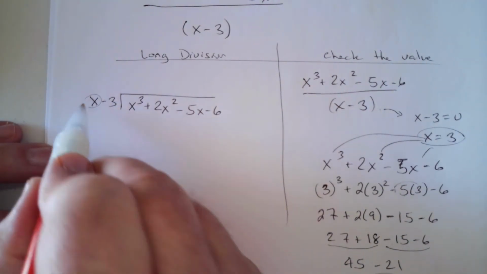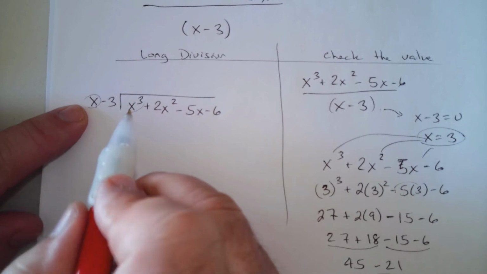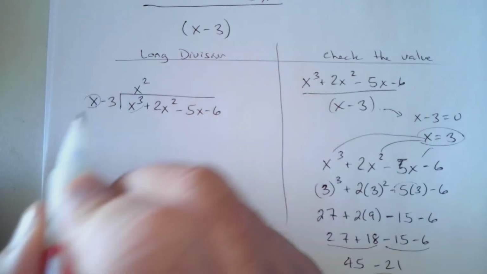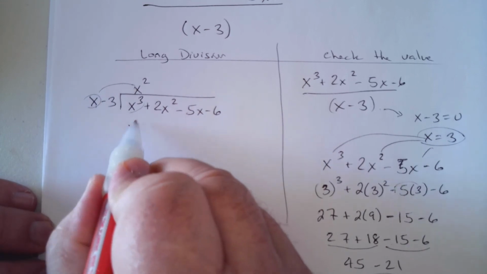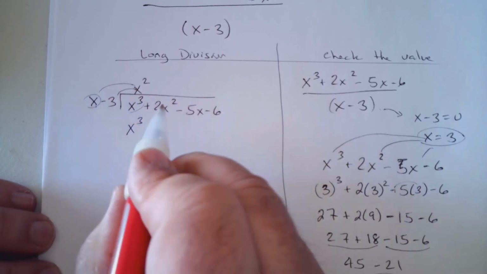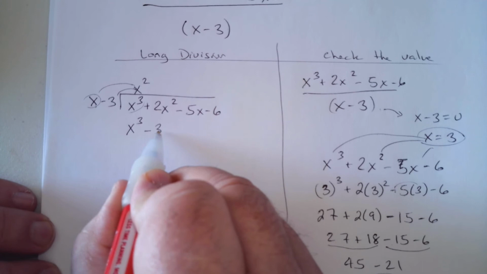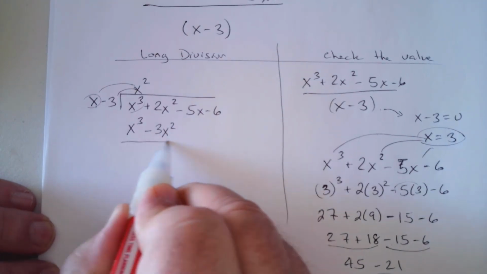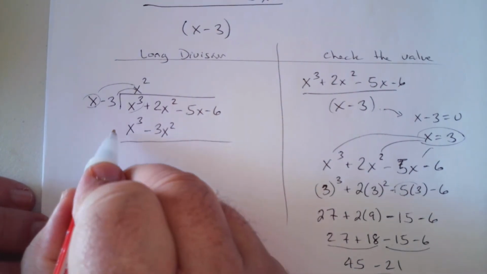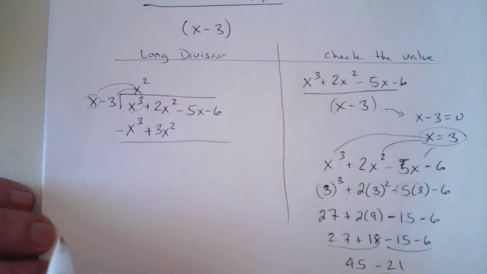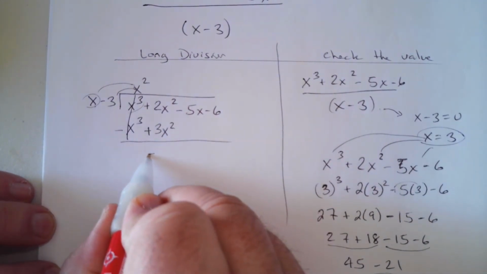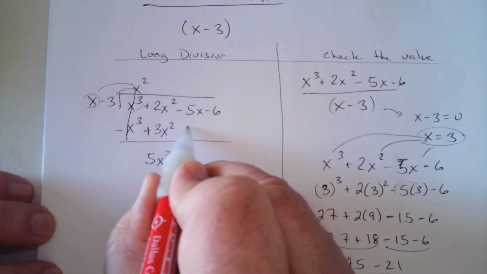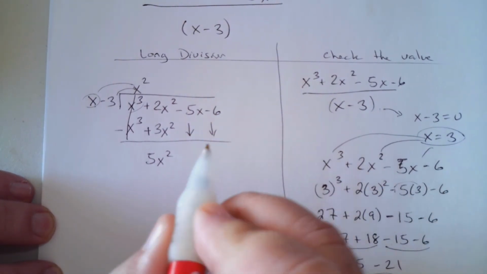So all the leading terms. What times x is x cubed? That's x squared. x squared times x is x cubed. x squared times negative 3 is negative 3x squared. Change the signs and add. Those cancel. 2 plus 3 is 5. Bring down everything else.